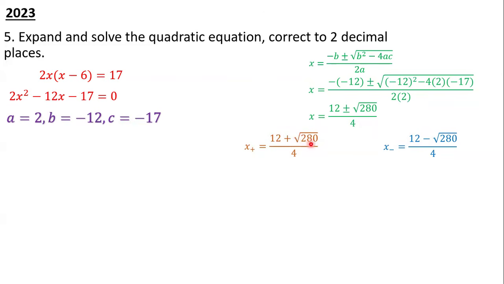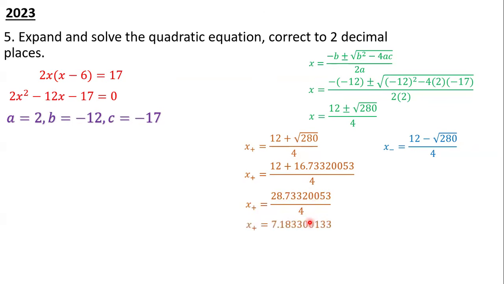So first, what is the square root of 280? Well, the square root of 280 is 16.73320053. And so we have 12 plus this decimal, and we're going to put it all over 4. And so x positive is equal to, when we say 12 plus 16.73320053, when we add those two, we get 28.73320053. We put that all over 4. And when we divide these two, we get that x positive is equal to 7.18330013.